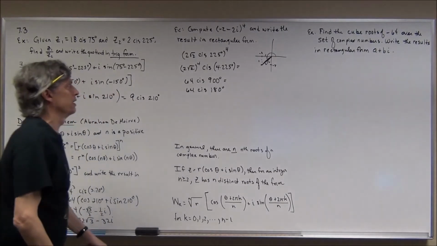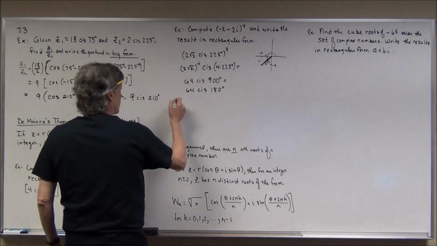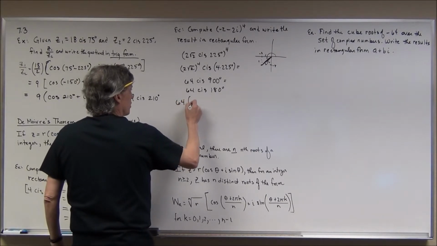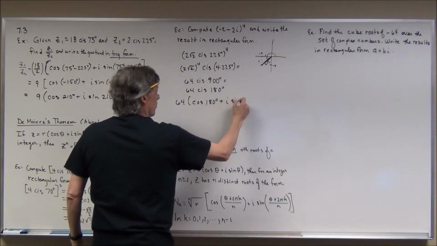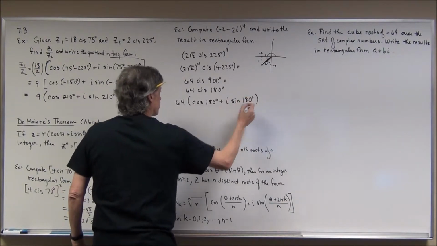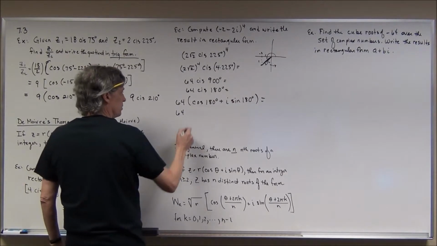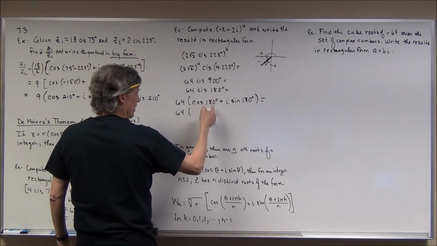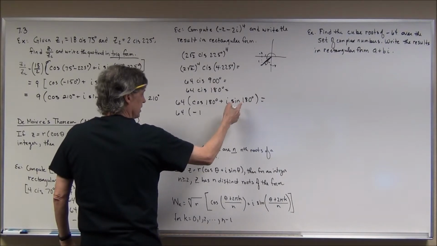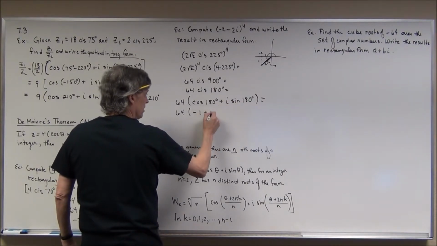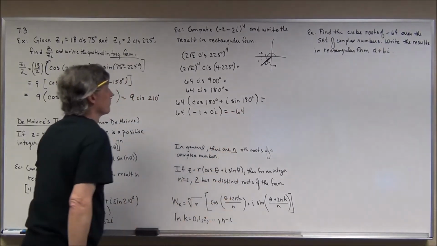Well, that's not so bad to convert to rectangular form. That's a nice, easy to work with angle, so I'm going to write this as 64 times the cosine of 180 degrees plus i sine of 180 degrees. This is equal to, let's see, the cosine of 180 degrees is negative 1. The sine of 180 degrees is 0. Of course, that's just 0, so my answer is negative 64.